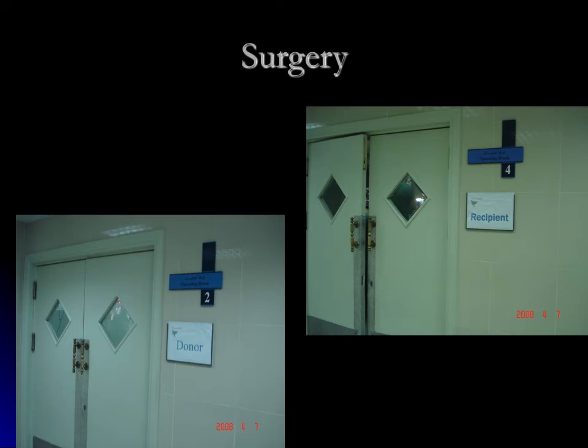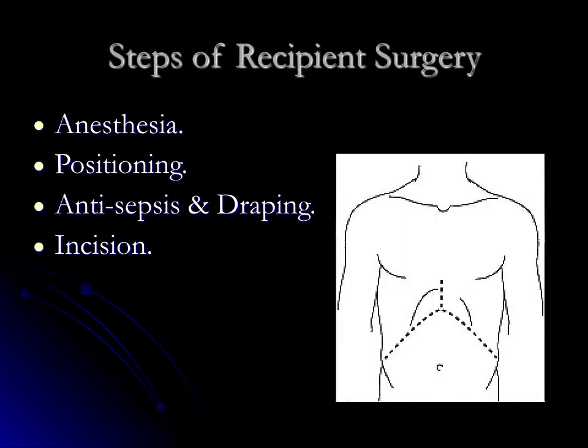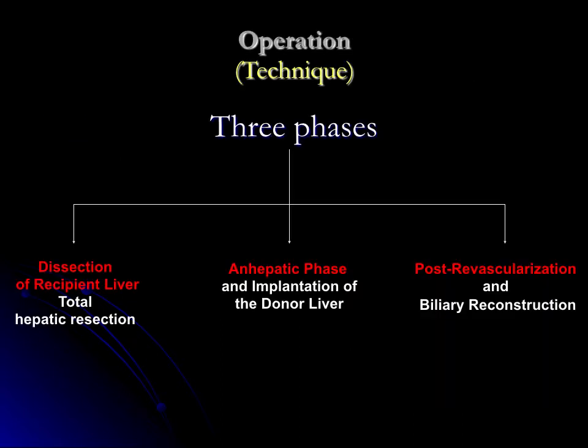We should have two ORs working at the same time in the living donor liver transplant, or working at different times in case of cadaveric liver transplant. So the steps for recipient surgery: we start with anesthesia, then positioning the patient supine. Then we do sterilization and draping, and then the incision, either a bilateral subcostal incision with midline incision, or a G type of incision, which is a midline incision with the right subcostal incision.